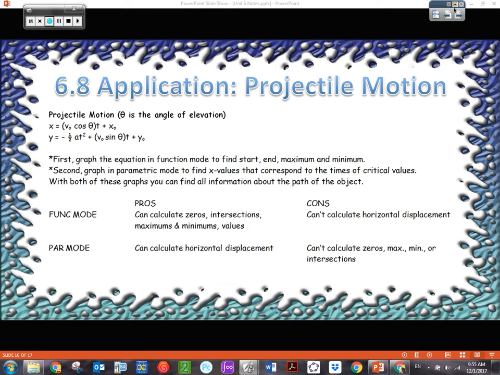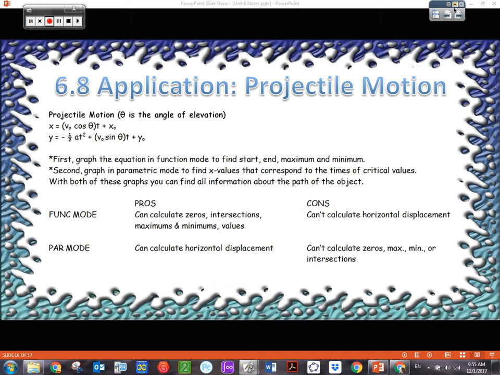So we're going to be using our calculators, and unfortunately, I think, we're going to have to travel back and forth between parametric mode and function mode. We can't get everything we want in one mode. So it does take us a little bit longer to do these kinds of problems because we have to go from function mode to parametric mode and back and forth. So that is just a little bit of an issue that we deal with time-wise.